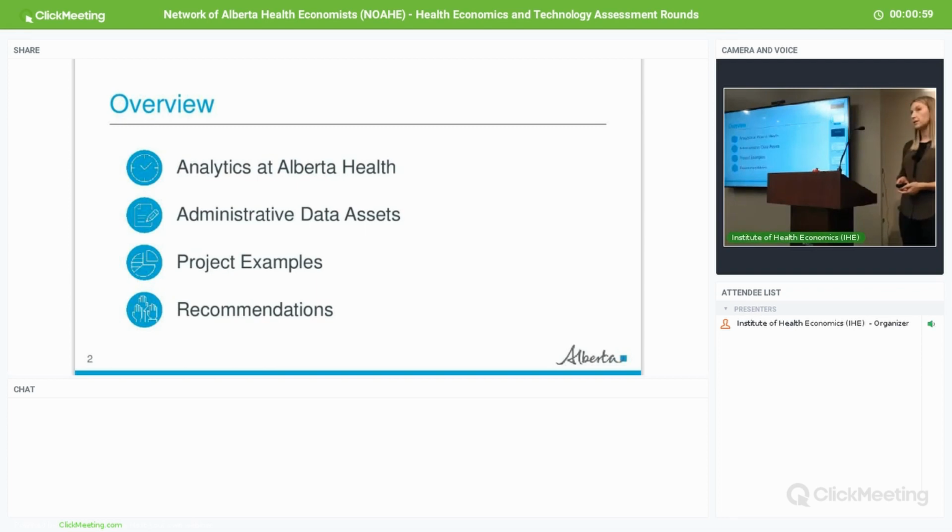I'll move through some project examples. This is probably going to be the most interesting part of the presentation. Obviously, releasing government information is always a little bit complex, so you'll see how that comes through in what I'm able to share today. And finally, I will give some recommendations about working with administrative health data and analytics more broadly in government. And this section could really just as easily be called what I've learned or what I wish I knew earlier.